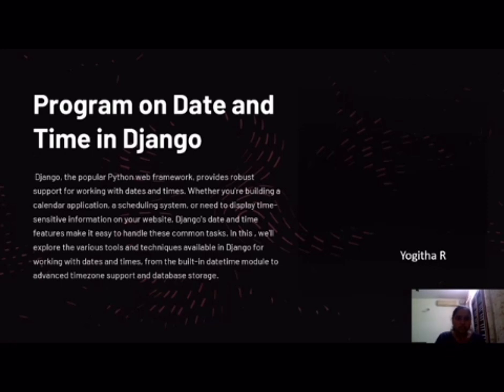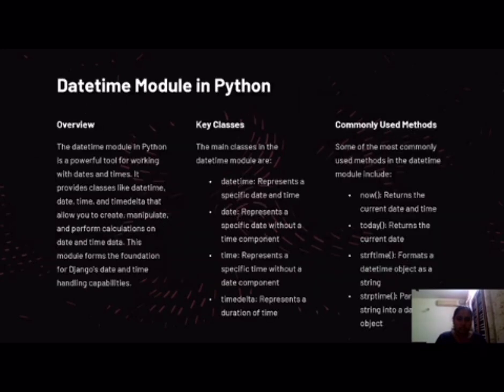Django, the popular Python web framework, provides robust support for working with date and time. Whether you are building a calendar application, a scheduling system, or need to display time-sensitive information on your website, Django's date and time features make it easy to handle this common task. In this, we will explore the various tools and techniques available in Django for working with date and time, from the built-in datetime module to advanced time zone support and database storage.